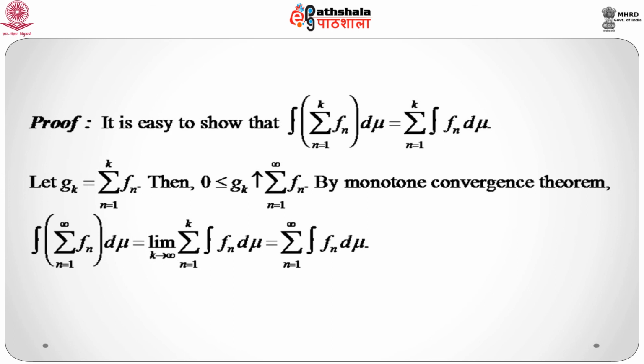Let us start with a function g k which is summation n equals 1 to k Fn. Clearly, g k is increasing to summation n equals 1 to infinity Fn. So, since g k is an increasing sequence, we can immediately write using monotone convergence theorem that integration of this summation n equals 1 to infinity Fn, that is nothing but limit of g k, equals limit of k going to infinity of summation n equals 1 to k integration Fn d mu, and again if we take the limit, it is nothing but summation n equals 1 to infinity integration Fn d mu. So, this is a nice corollary, but it is of immense importance to show that expectation of sum equals sum of expectation using monotone convergence theorem, even when the sum extends over an infinite sequence of variables, provided some conditions are there.